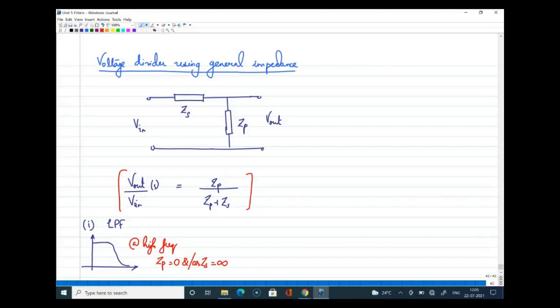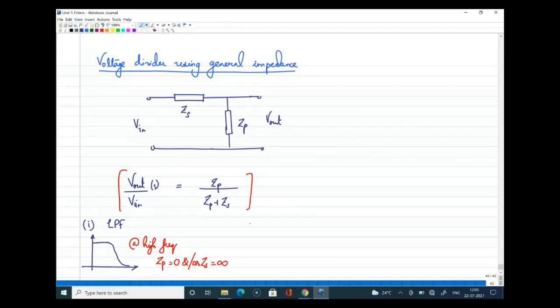Right. Is this clear what I am trying to say? Can I get your response in the chat? Is this clear? All right. Yeah. So at high frequency, your Zp should be equal to 0, and or Zs should be equal to infinity. Then you will get a low pass filter response.